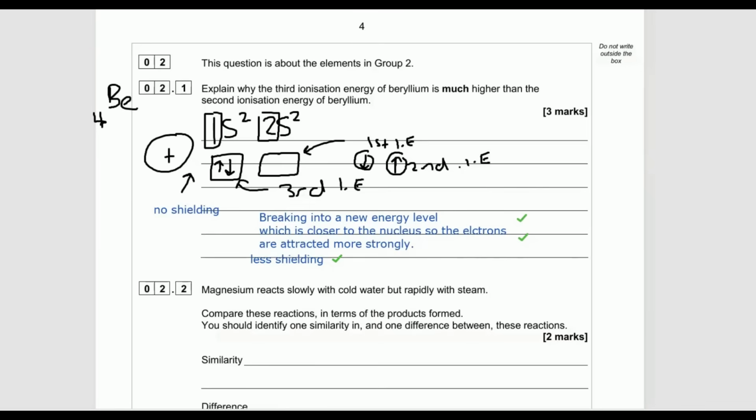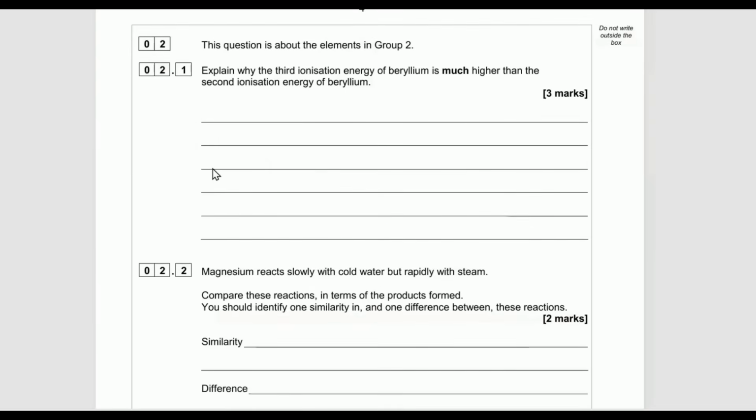I've kind of run out of room there with my explanation, but I'd put the whole lot down. That way you're guaranteed to get the 3 marks. If it's 3 points, I wouldn't just put 3 things down. I'd always try to put 4 or 5 things down, as long as they're correct scientifically. Okay.